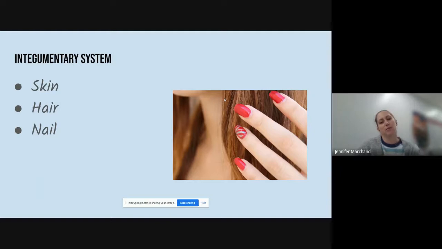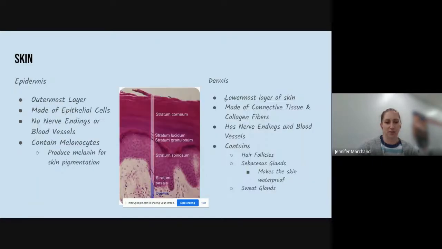And then lastly, what we're going to cover here is the integumentary system. What I like to call this system is the protection system. It helps protect the rest of your body from being injured. It is your skin, your hair, and your nails. The outermost layer is the skin. We have the epidermis, the very outer layer, made up of epithelial cells. There are absolutely no nerve endings or blood vessels in the epidermis.